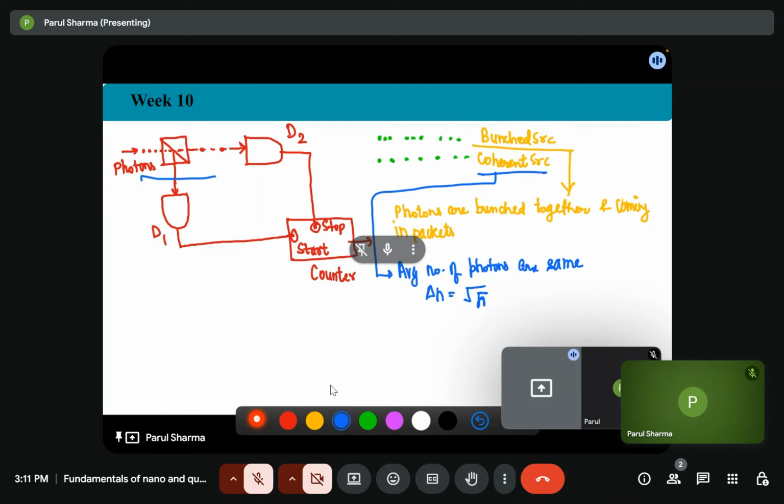Here D1 and D2 are the single photon detectors, which, like in the last lecture we saw, can be photomultiplier tubes or APDs, avalanche photodiodes. So D1 and D2 will generate a pulse when a photon arrives. One photon will generate an electric pulse, and so this is our timing electronics counter board.